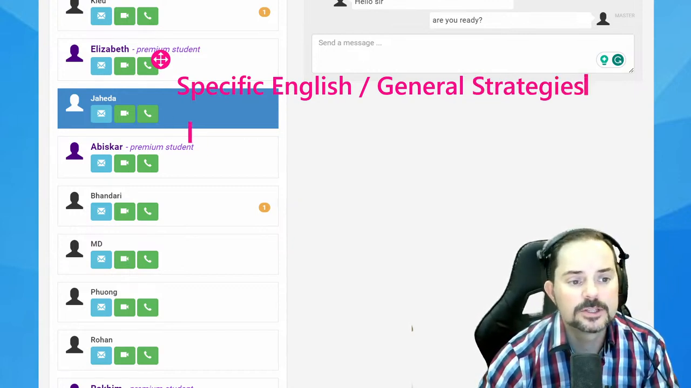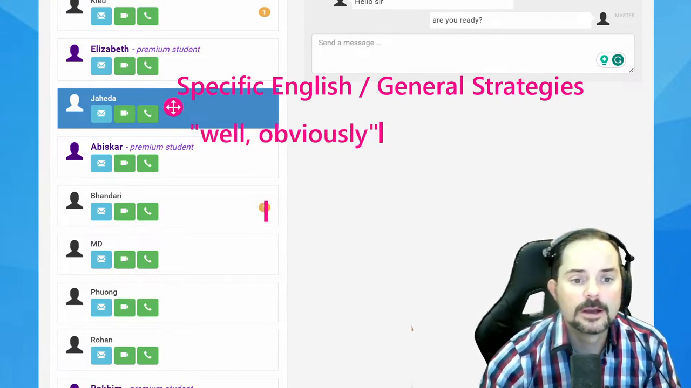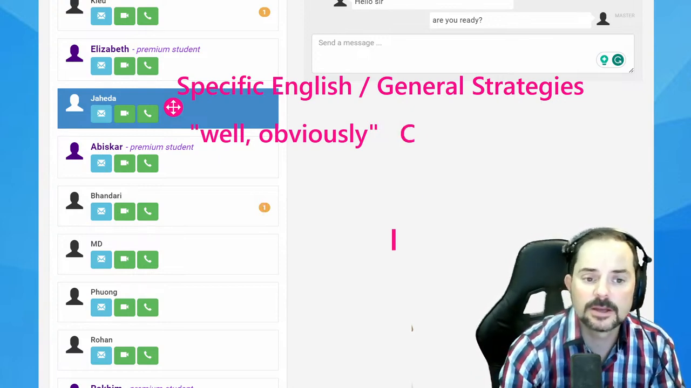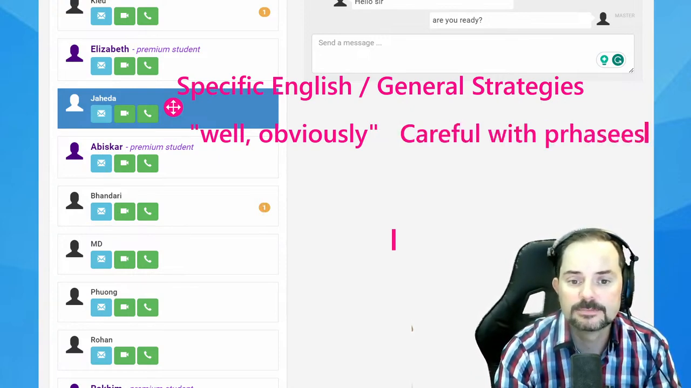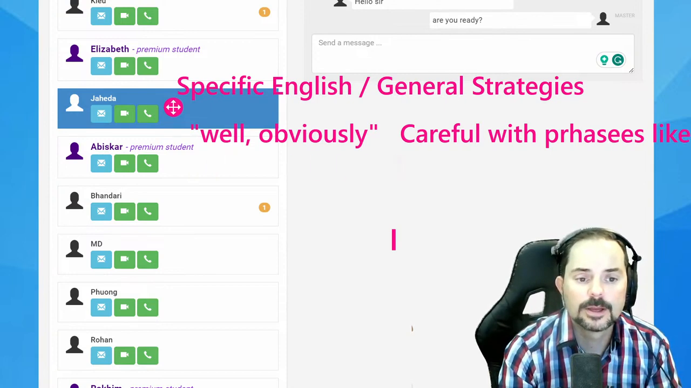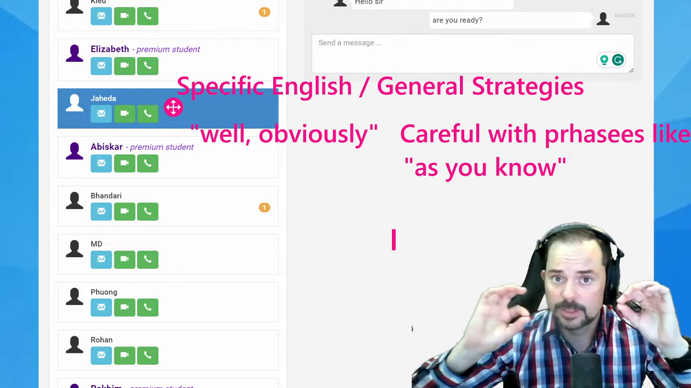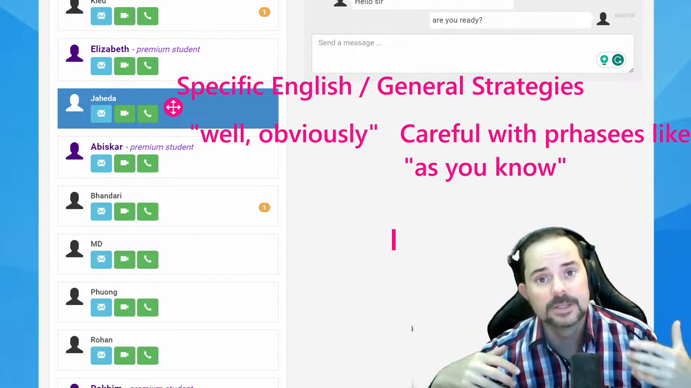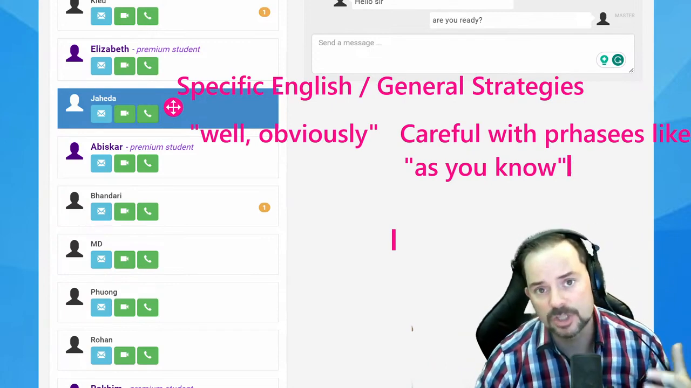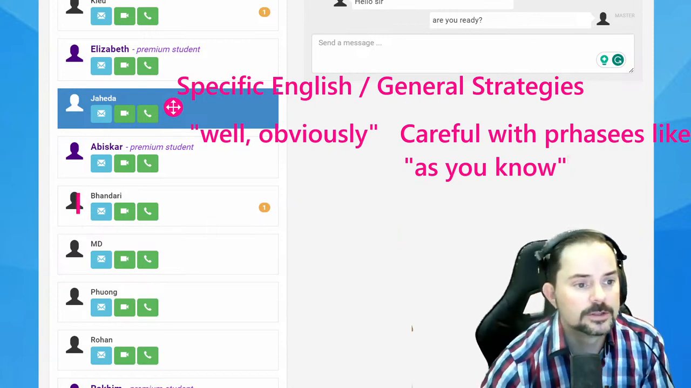And then what you can do is in the specific English, you can say, for example, well, obviously. Okay, and then in the general strategies, you might be able to do something like careful with phrases like as you know. Okay. All right. So you can have general strategies, specific strategies. In these lessons, I always try to give you a bit of both. So specific would be like words, grammar fixes. General strategies would be like concepts in communication and effective communication. Okay, Nipa says okay. So it's one good way to separate that out.